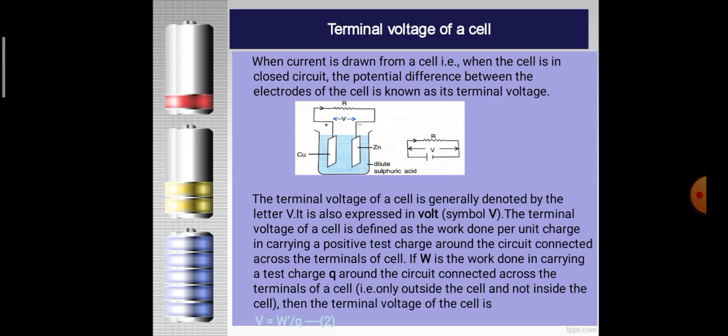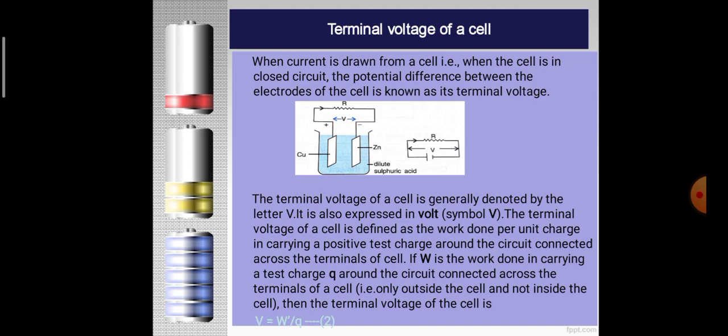Now, what is terminal voltage of a cell? When current is drawn from a cell, that is, when the cell is in closed circuit, the potential difference between the electrodes of the cell is known as its terminal voltage. The terminal voltage of a cell is generally denoted by the letter capital V. It is also expressed in volt.